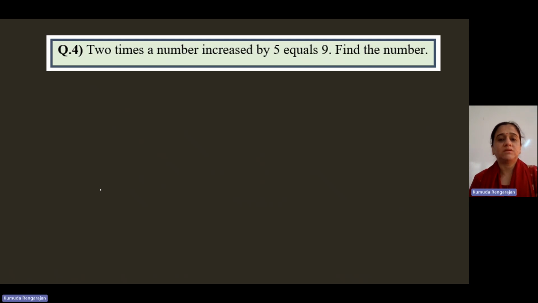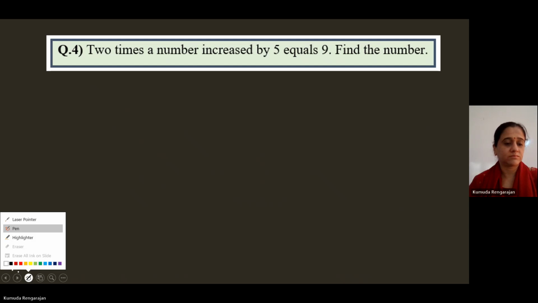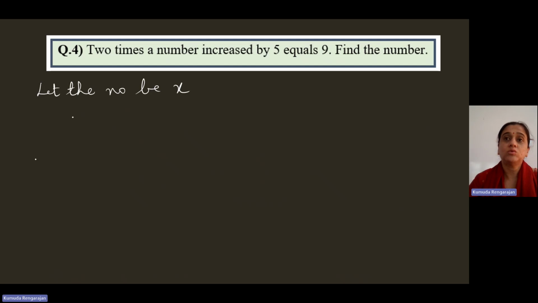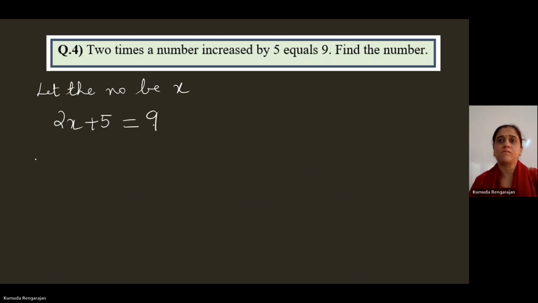Two times a number increased by 5 equals 9. Two times a number, meaning 2 into x, which is 2x. 2x increased by 5, plus 5, equals 9.